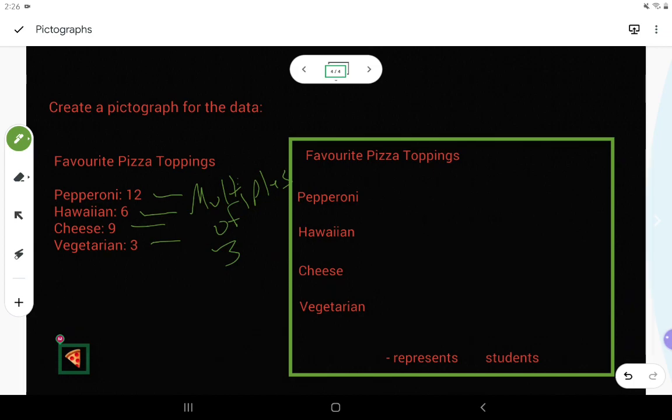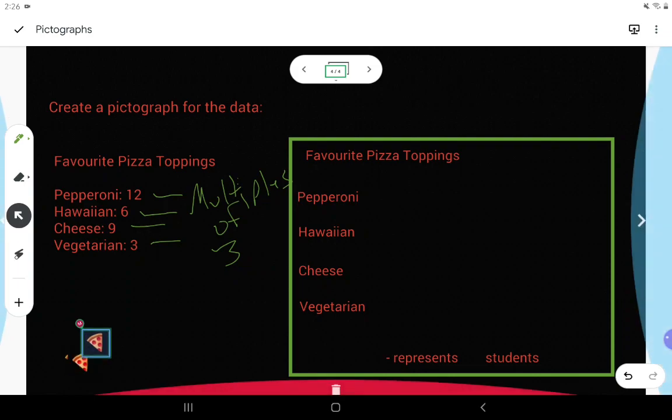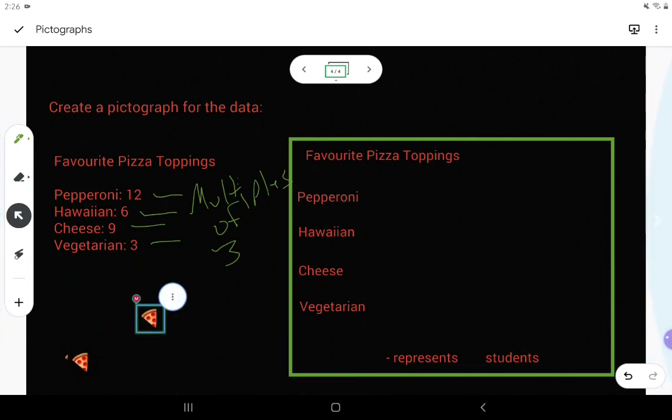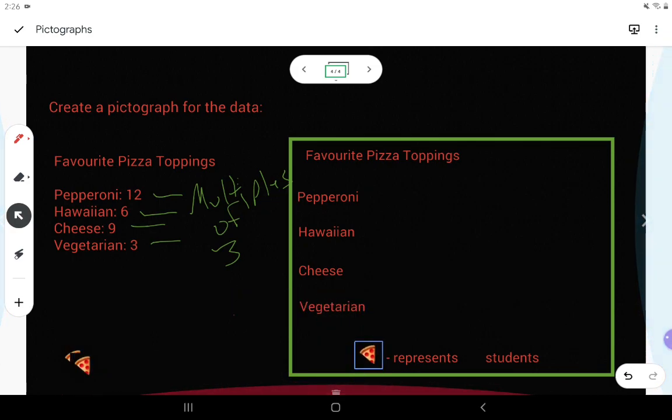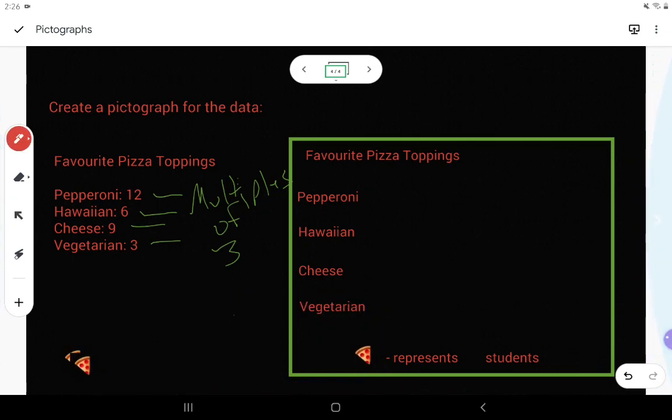So what I could do is I could use a picture instead of using those totals. So I've got this piece of pizza right here. Why don't I say that this piece of pizza, since they are all multiples of 3, that single piece of pizza represents, did it disappear on me? That single piece of pizza represents 3 students.